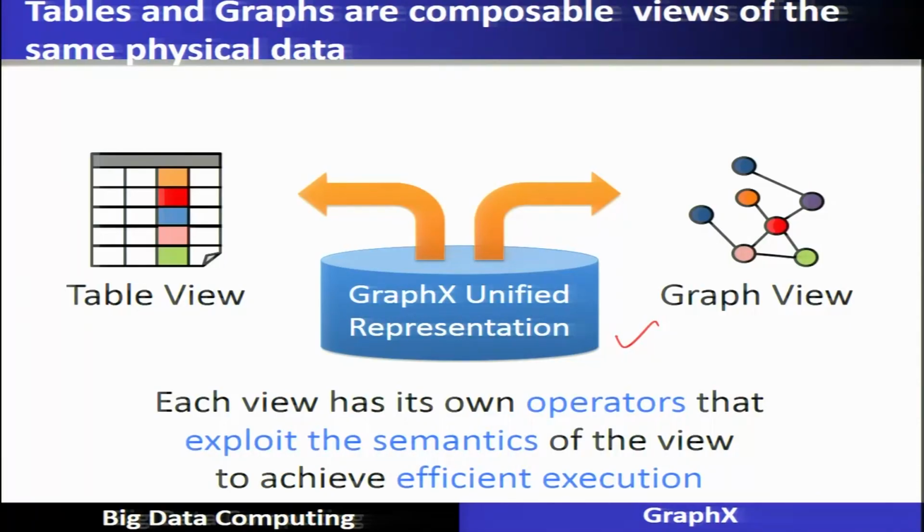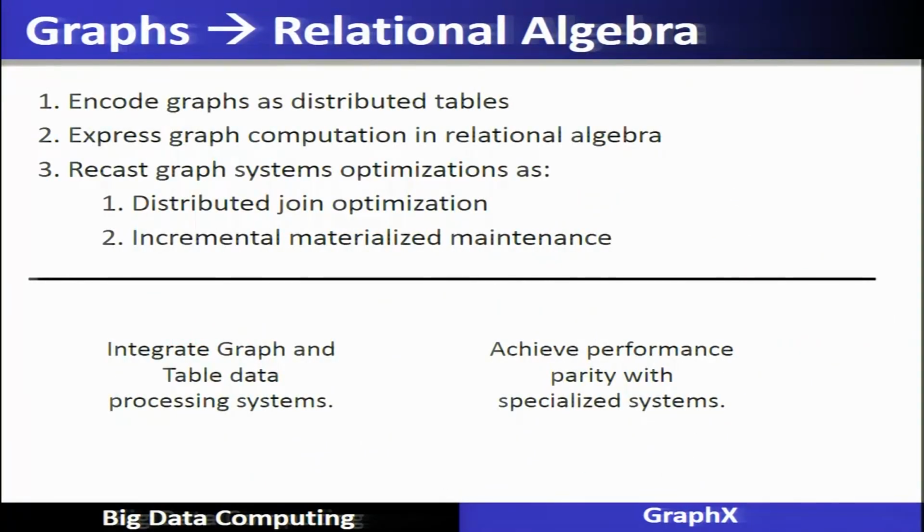Each view has its own operators that exploit the semantics of the view to achieve efficient execution. So table and graph, both views are unified and supported in GraphX. Therefore, data parallel and graph parallel operations are integrated together and supported as a unified view for better efficiency.